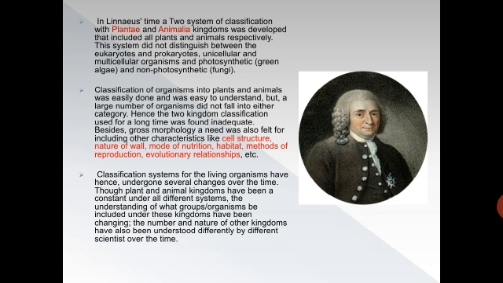Besides gross morphology, a need was also felt for including other characteristics like cell structure, nature of wall, mode of nutrition, habitat, methods of reproduction, evolutionary relationships, etc. Classification systems for the living organisms have hence undergone several changes over the time. Though plant and animal kingdoms have been a constant under all different systems, the understanding of what groups or organisms be included under these kingdoms have been changing. The number and nature of other kingdoms have also been understood differently by different scientists over the time.